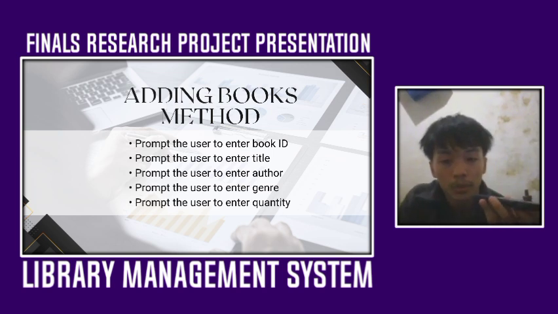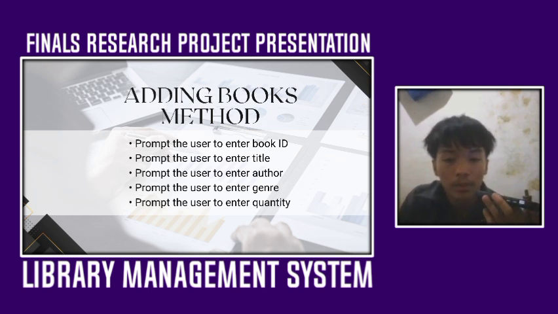So for storing book details, it's going to be stored in the books array at the current book count index. For index 0, the ID of the book. For index 1, the book title. For index 2, the book author. Index 3, the book genre. And for index 4, we're going to store the string that is converted into int. Before, our book quantity was a string and it was converted into int because of operations that are going to be done in our program.